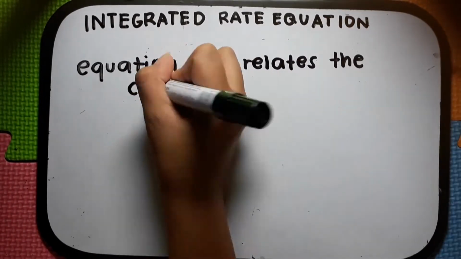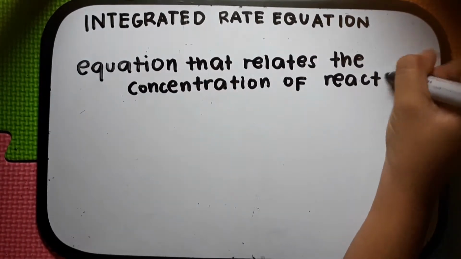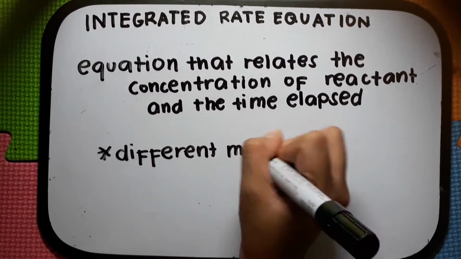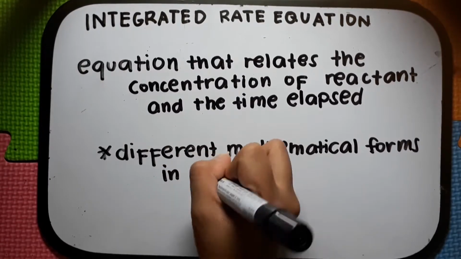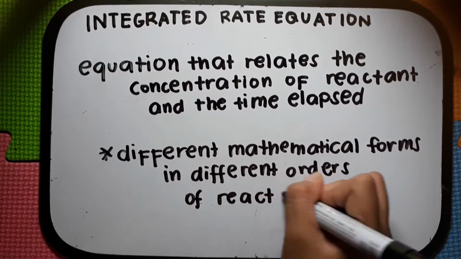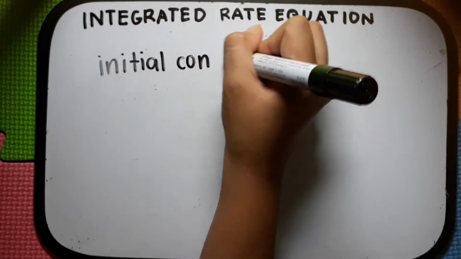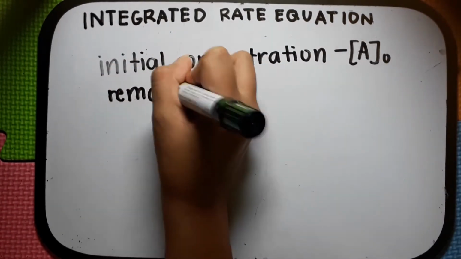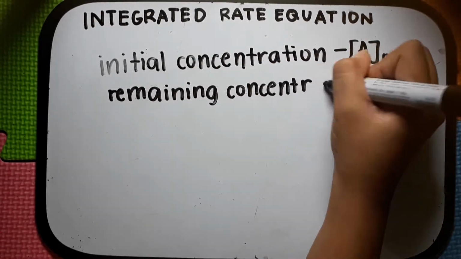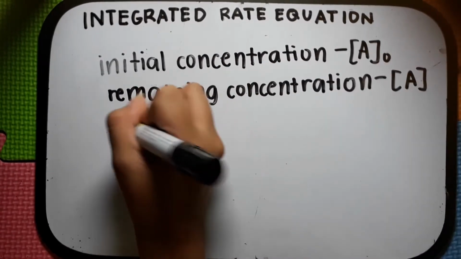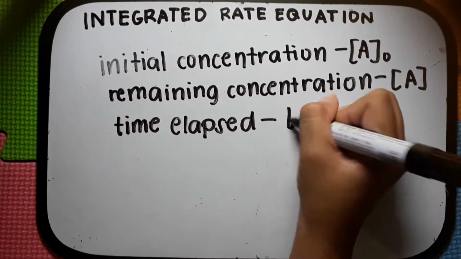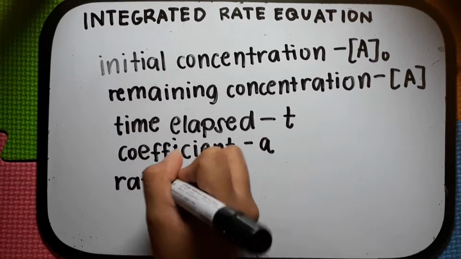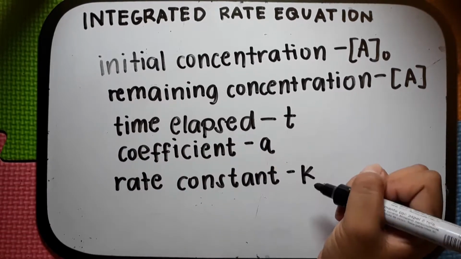Integrated rate equation is an equation that relates the concentration of reactant and the time elapsed. Take note, there are different mathematical forms in different orders of reaction. Initial concentration is denoted as A0, while remaining concentration is denoted as A. Time elapsed is symbolized as t and coefficient is symbolized by a, whereas k is the rate constant.